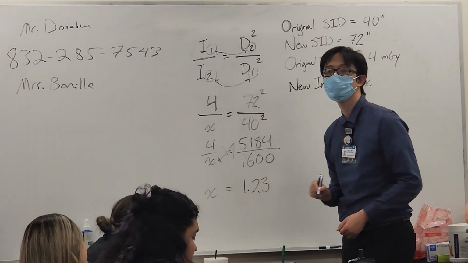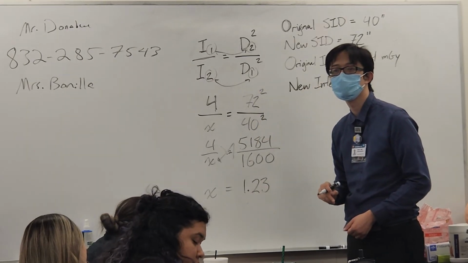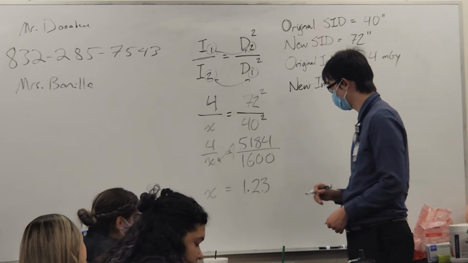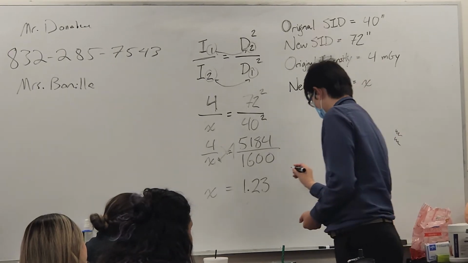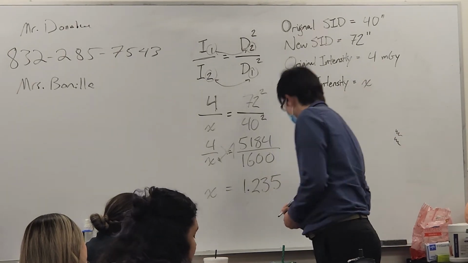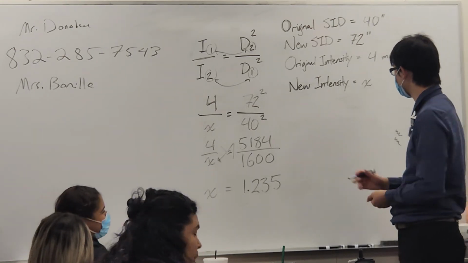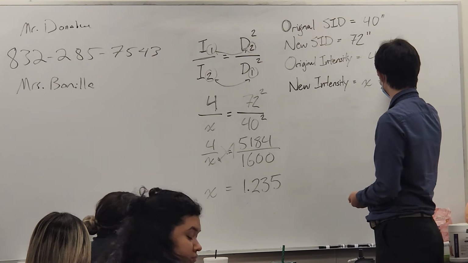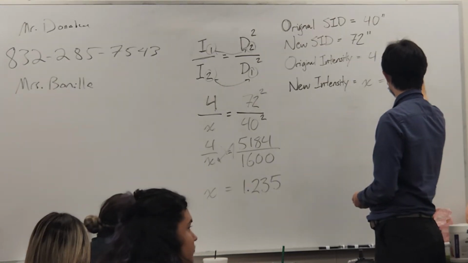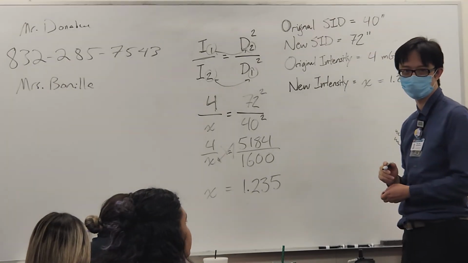What did you get, Colton? I just added one more decimal. It's like 1.235. Yeah. Do you want to be fancy? 1.235? Alright, so X is 1.235.